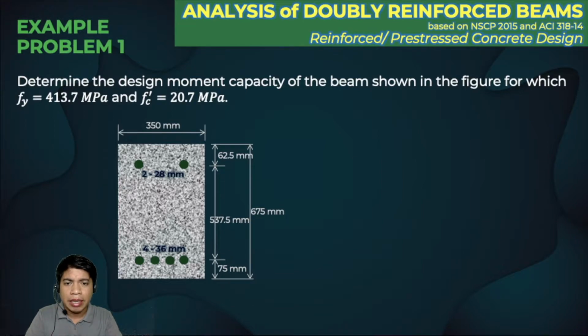So determine the design moment capacity of the beam shown in the figure for which the F sub y is equals to 413.7 megapascals and F sub c prime is equals to 20.7 megapascals. So ayun guys, so i-solve natin to guys.